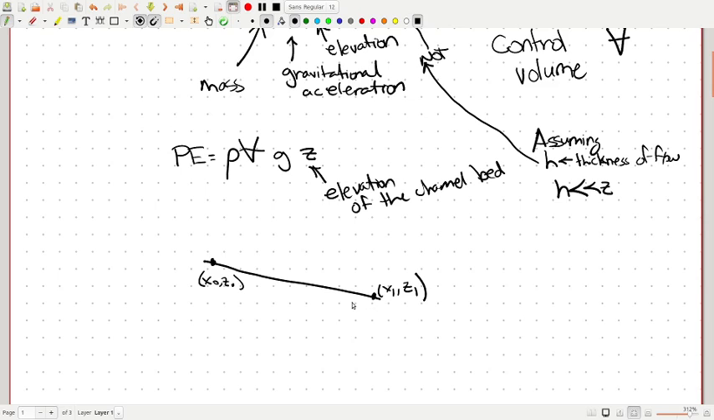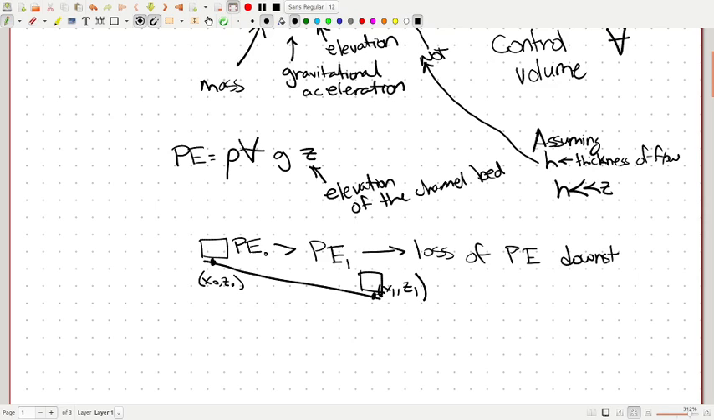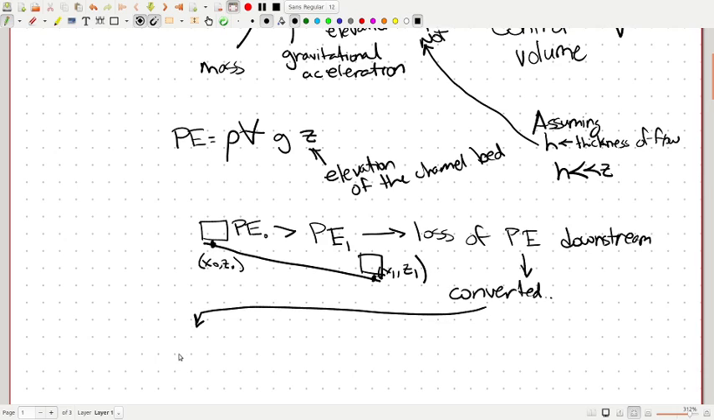So what that means is that if we have, at this level versus this level, PE naught is greater than PE of 1. And so therefore between point 0 and point 1, we have a loss of potential energy downstream. And then this means that this is converted. And what is that converted into? Well, there are a couple options.